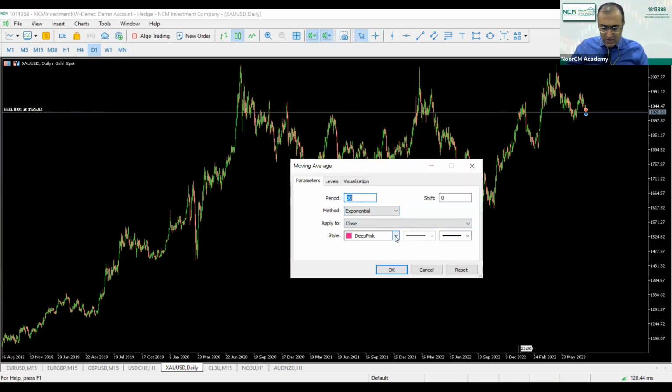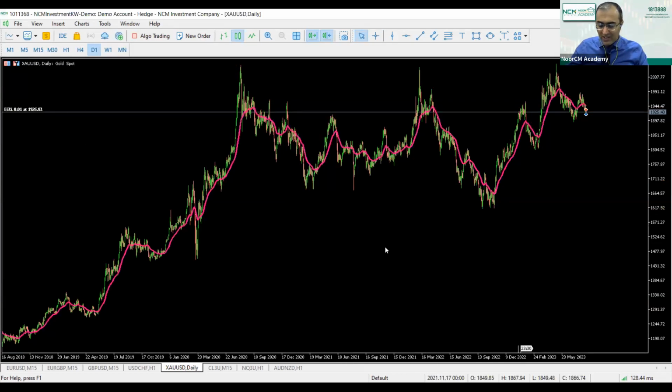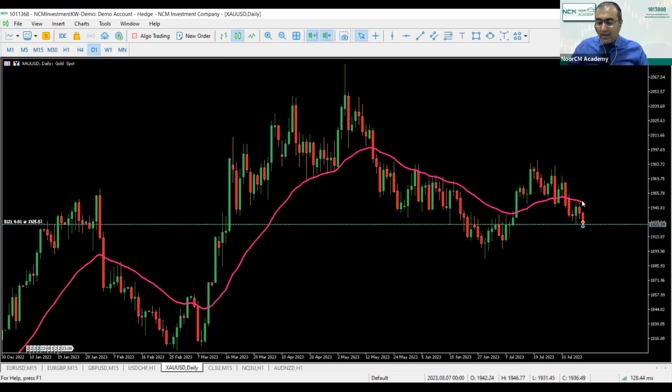Okay. So here the value should be 30. It should be colored pink. Hit the OK button and you will see one line. This line is calculating the average price of 30 bars.